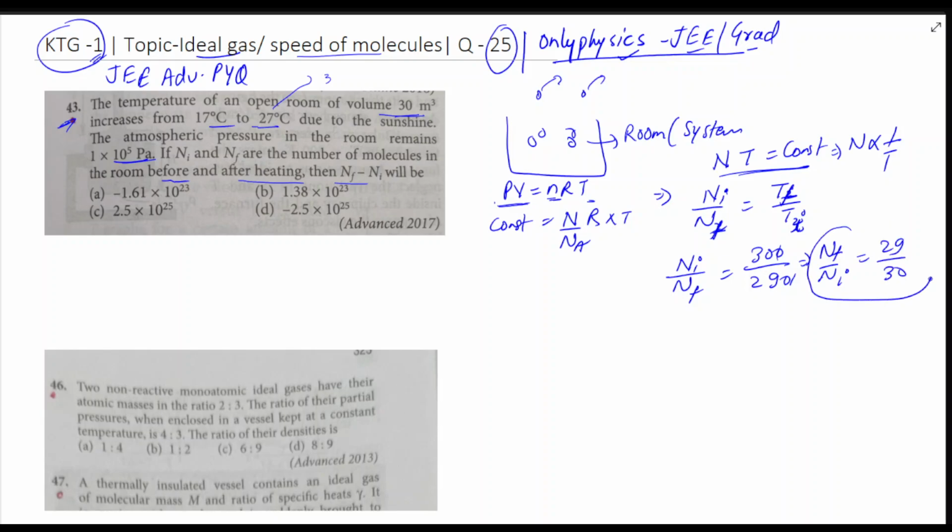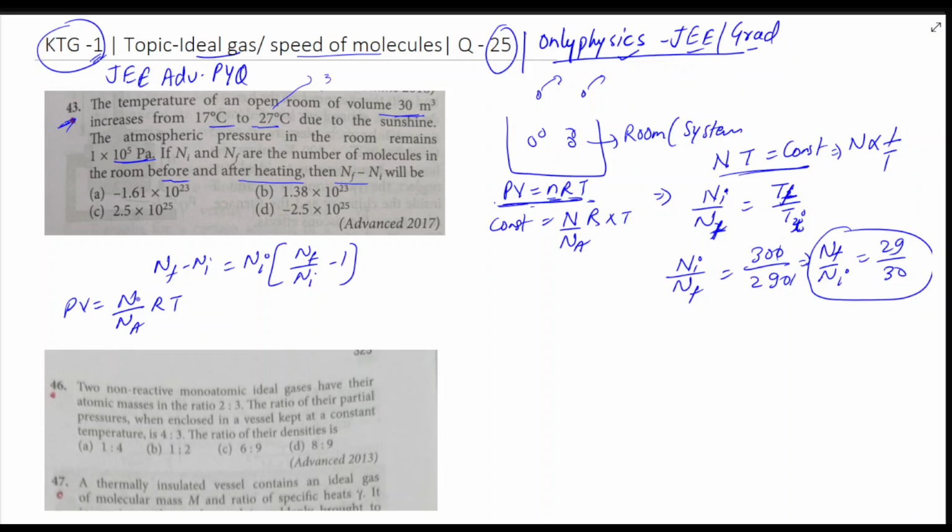Now why am I finding this? Look, we have to find Nf minus Ni. If I take Ni as common, we'll write Nf by Ni minus 1, right? So we just need to find Ni. Let's find Ni. We'll use again this equation, PV equals nRT. So PV equals number of moles, N by Na, R T, right?